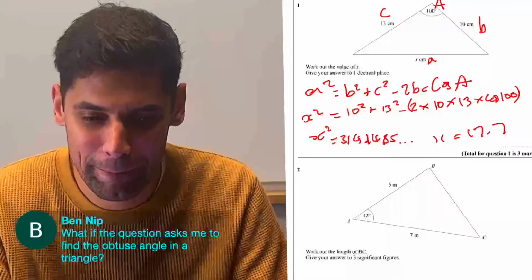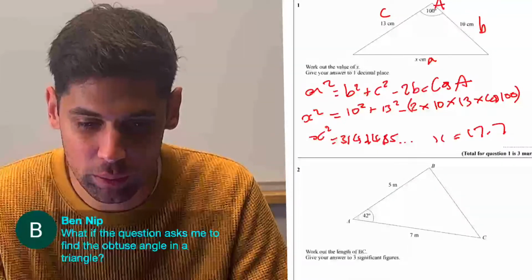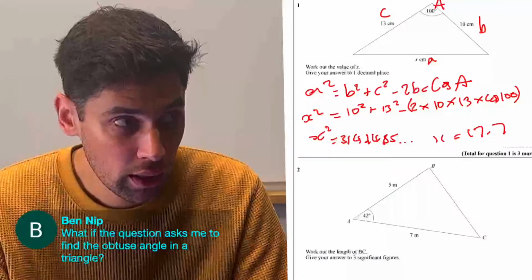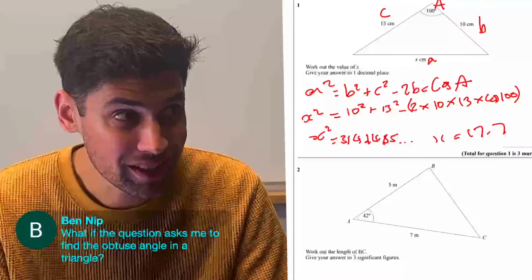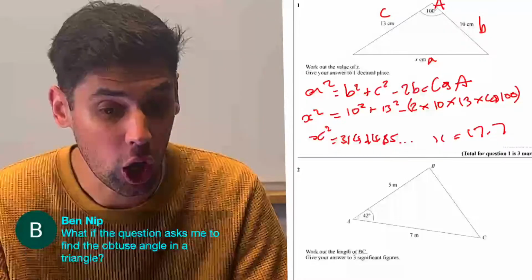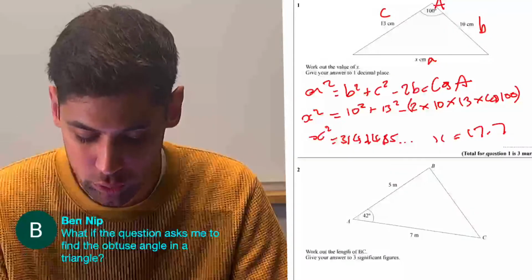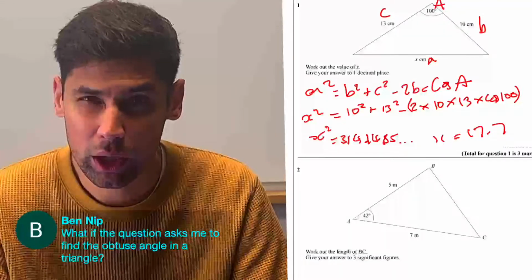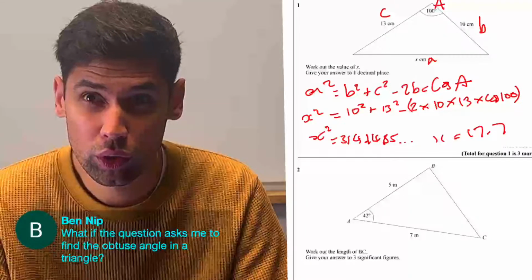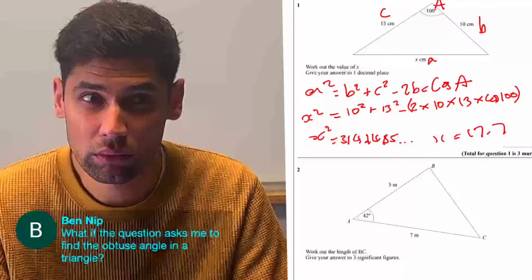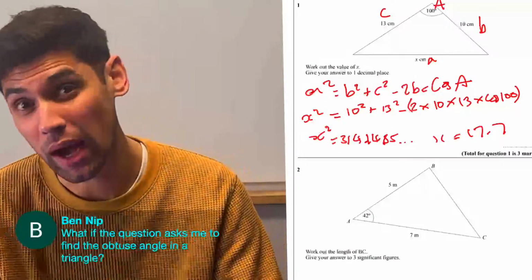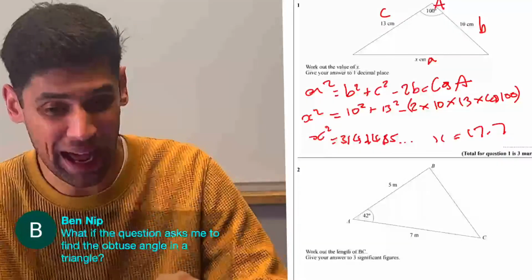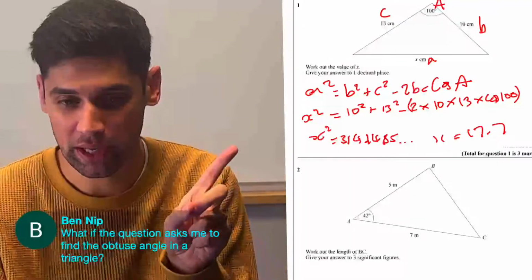Okay, got a nice question from Ben here. What if the question asked me to find the obtuse angle in a triangle? So that will be on a sine rule question is the only issue. Cosine rule, it will be fine, and we will get to that. But yeah, cosine rule will work, I imagine. But when it's a sine rule and it's asking for the obtuse, do it as normal. Your calculator will give you the acute angle, then you just minus it from 180.